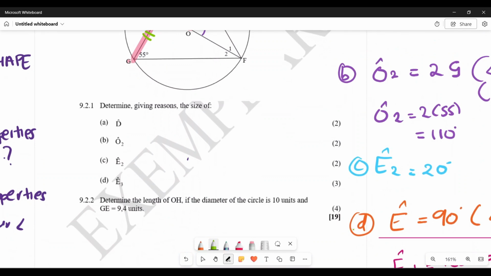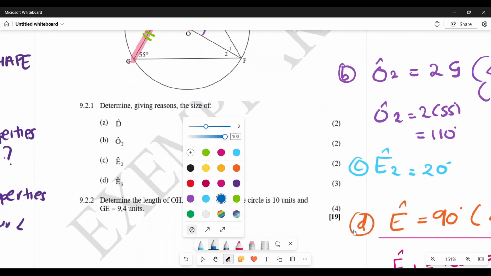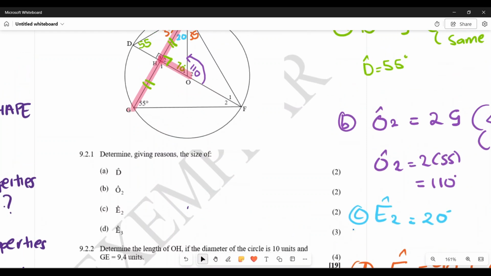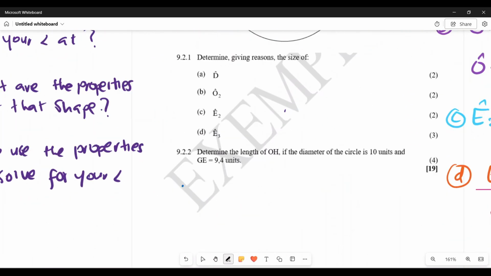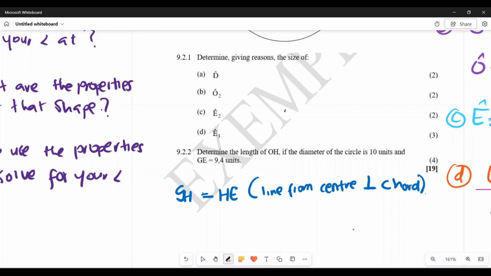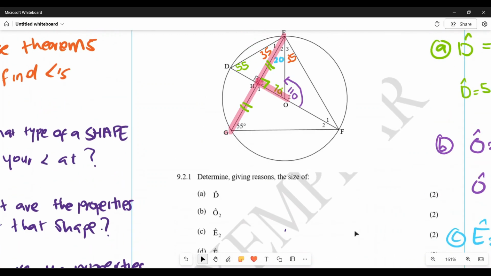So now I'm gonna first start by mentioning that point, right, before anything else. So I'm gonna say, all right, GH is gonna be equals to HE, which is in my chord, GH is gonna be equals to HE, and my reason is line from center, it's perpendicular to chord. Right? And I've just highlighted that. So now what is it that they want me to find?